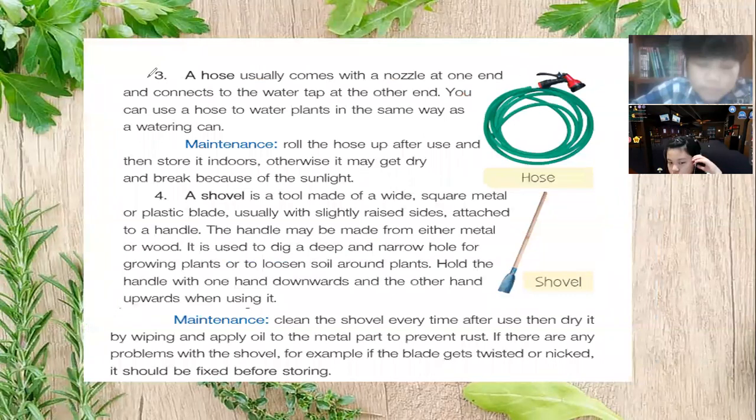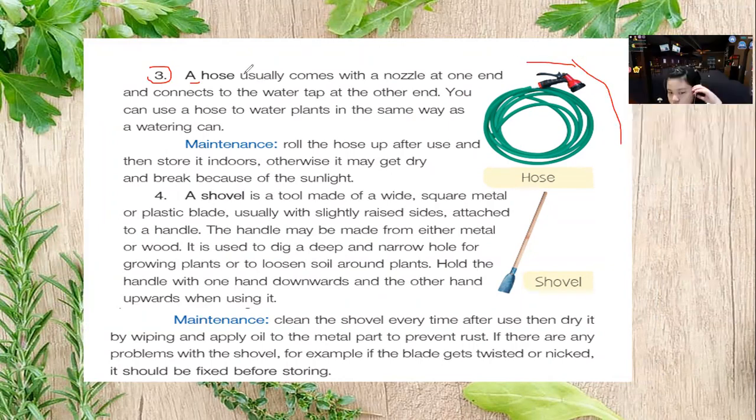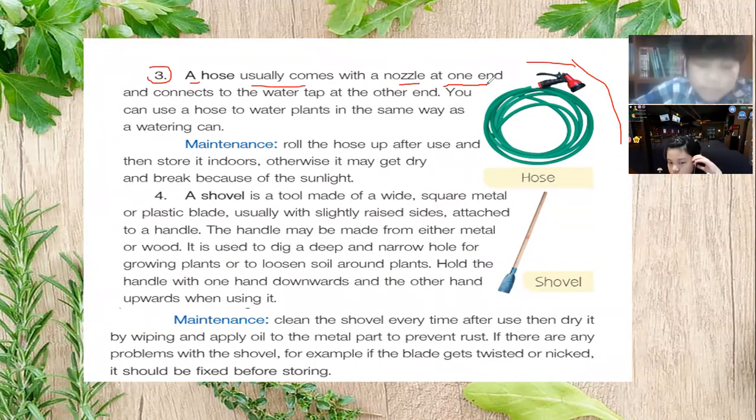Okay, now number 3. Number 3 equipment, we have a hose, right? Here you can see a hose. A hose usually comes with a nozzle at one end, and is connected to the water tap at the other end. You can use a hose to water plants in the same way as a watering can. So this is what we call a hose.